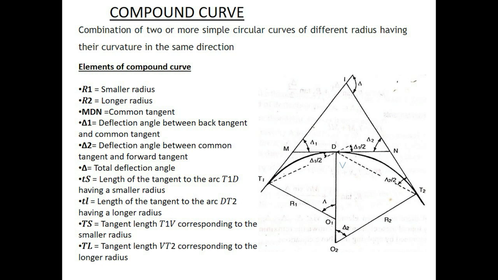Ts is the length of the tangent to the arc T1D. TL is the length of the tangent to the arc DT2. Then Ts is the tangent length T1V corresponding to the smaller radius. TL is the tangent length VT2 corresponding to the longer radius.